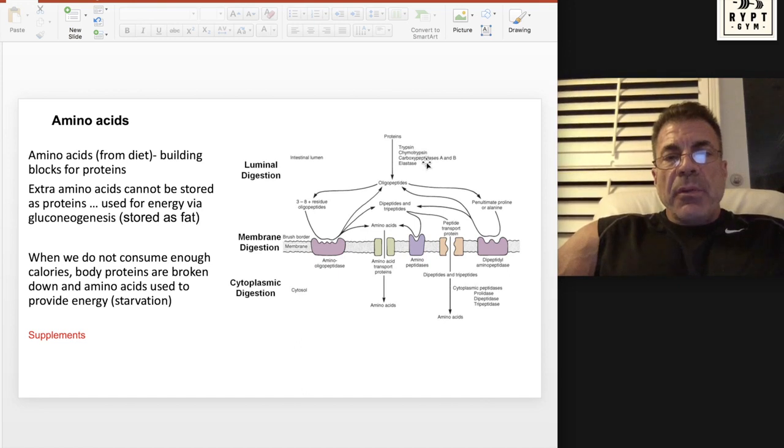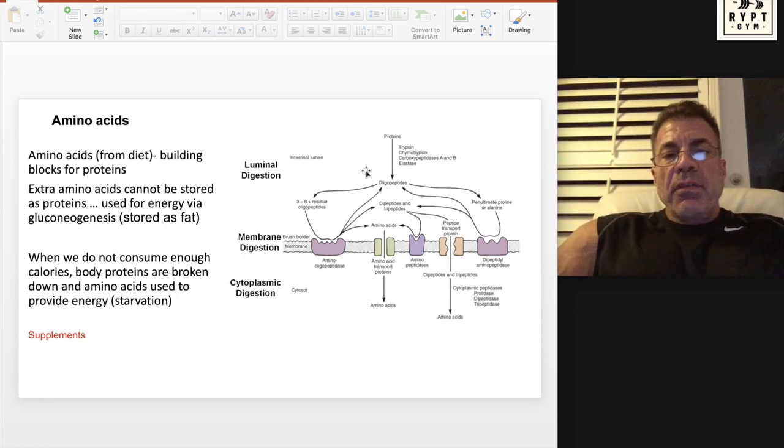So trypsin, chymotrypsin, carboxypeptidase is released into the duodenum from the pancreas, and that breaks down the proteins even further into smaller peptide units. A dipeptide is 2 amino acid residues. A tripeptide is 3 amino acid residues.